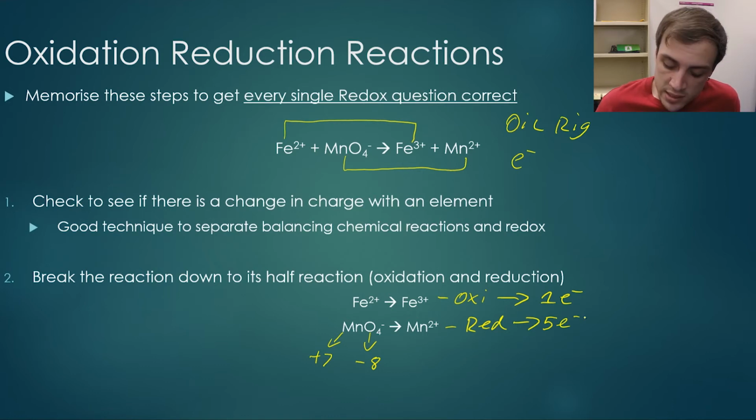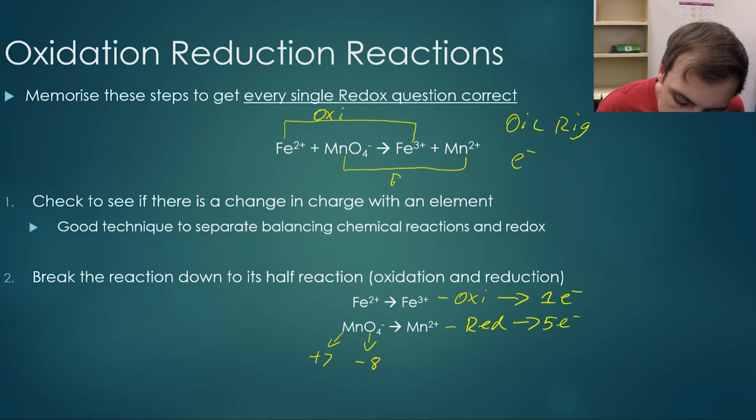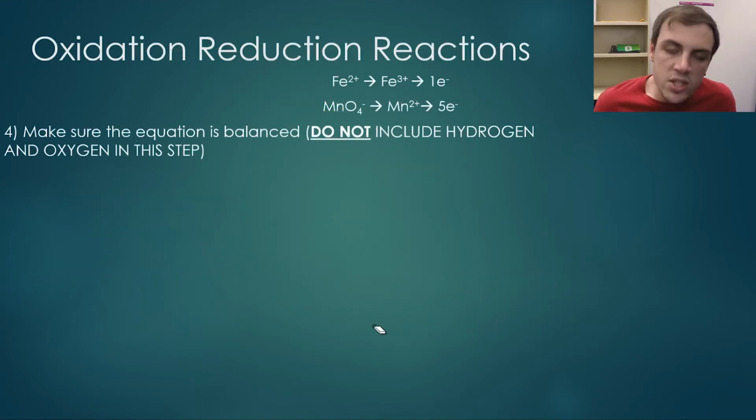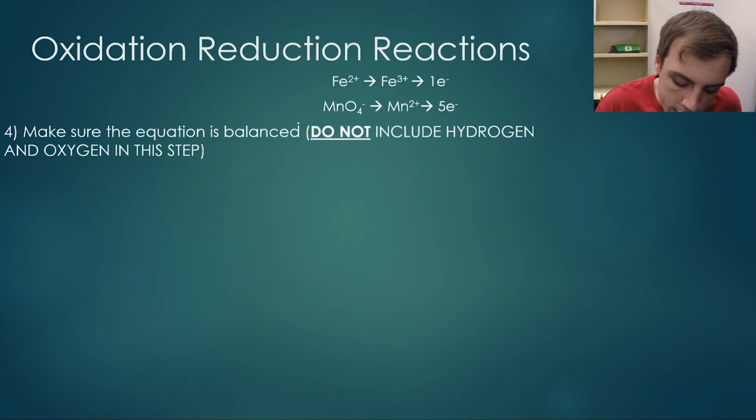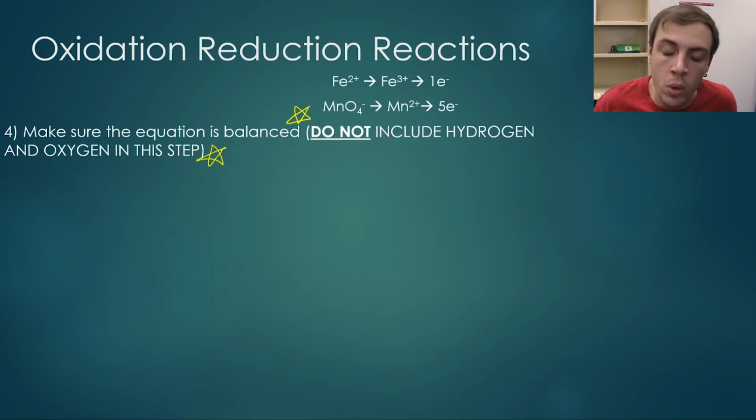And then once we've done that, we need to split the reaction into its half reactions and determine whether it's being oxidized or reduced. Now, the next thing that we need to do is make sure this equation is balanced. There is a big disclaimer here. This part's very important. I want you to check to see if our two half reactions are balanced in terms of just number of atoms on the left and number of atoms on the right, but do not include oxygen and hydrogen. Do not include them. The reason for that is we're going to balance those in future steps, okay?